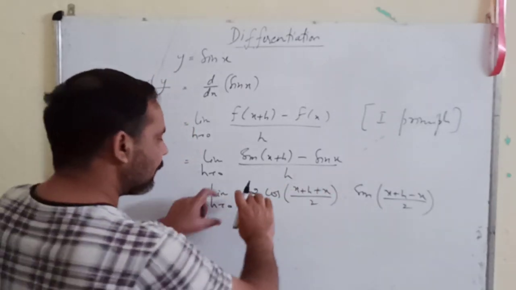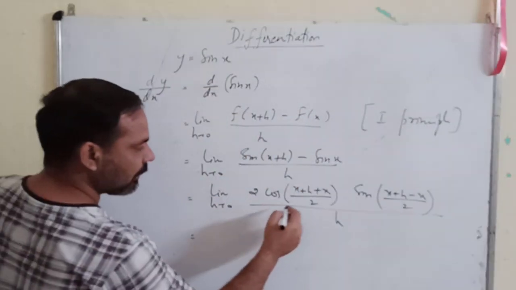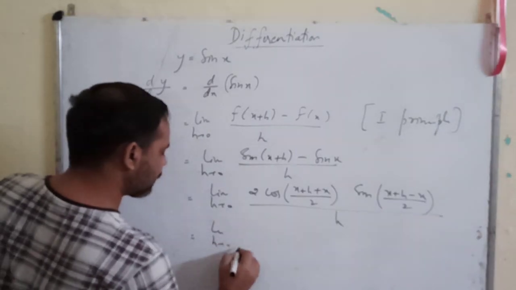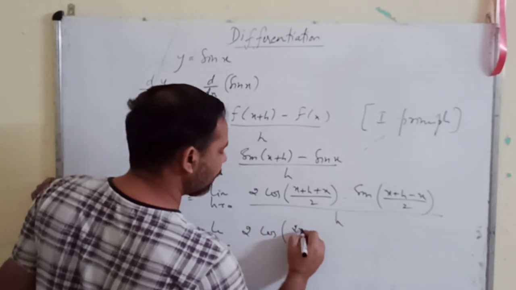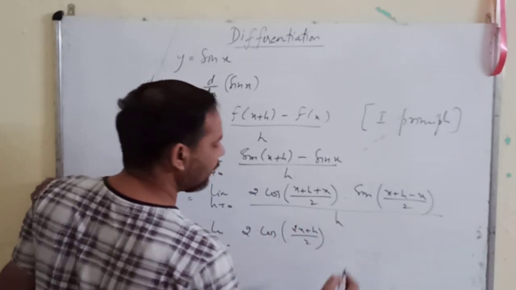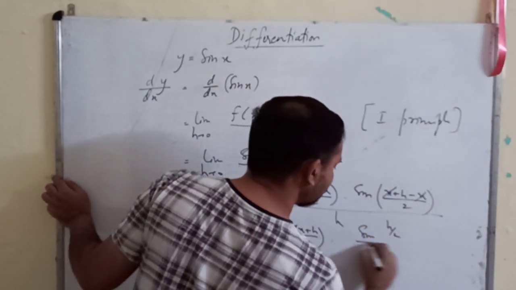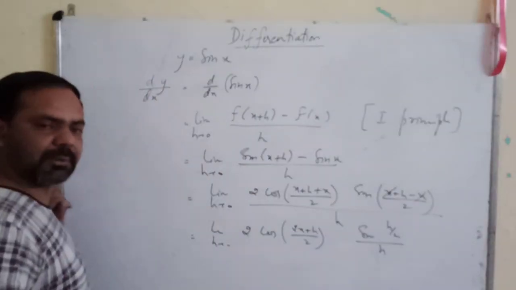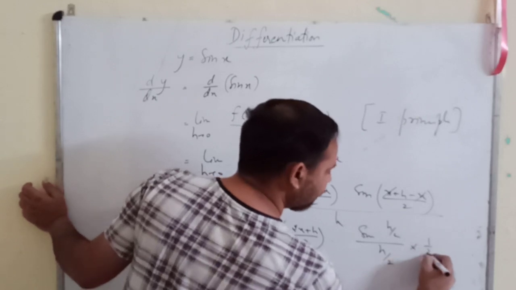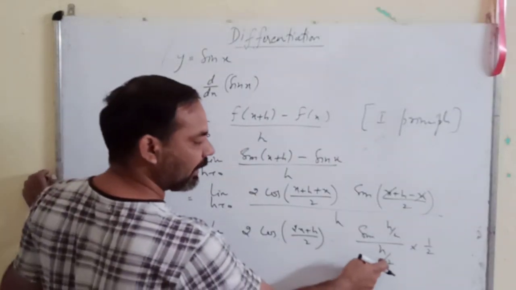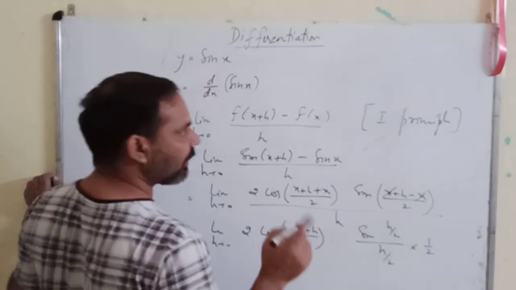Use that formula here, with this upon h. So this is limit h tends to 0, 2 times cos of (x plus x plus h) upon 2, into sin of (x plus h minus x) upon 2, upon h. The 2x cancel, and you can write sin h upon 2, upon h. Now I can write this as h upon 2, and for that I will have to multiply by half. Why am I doing this? Because I want to bring this into the situation sin theta upon theta.